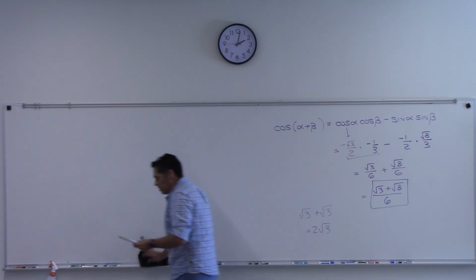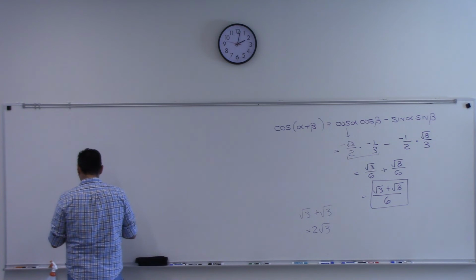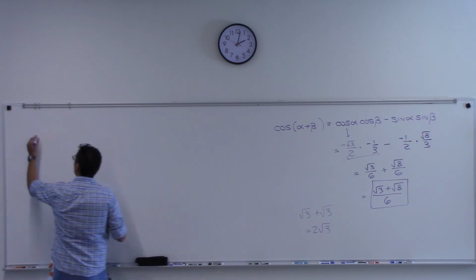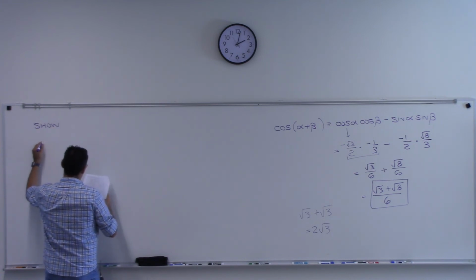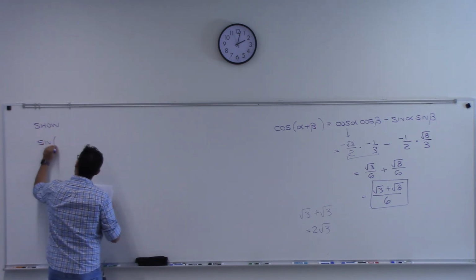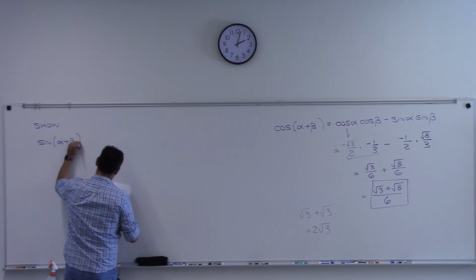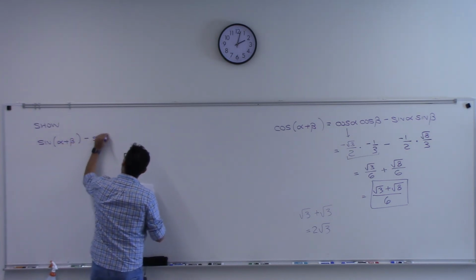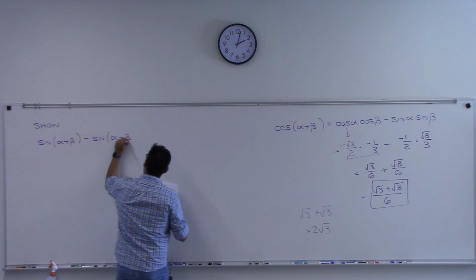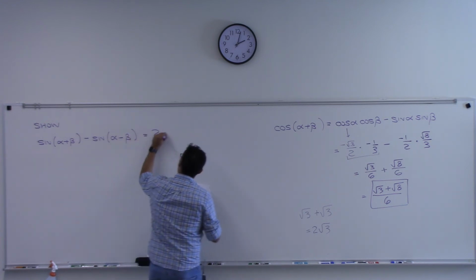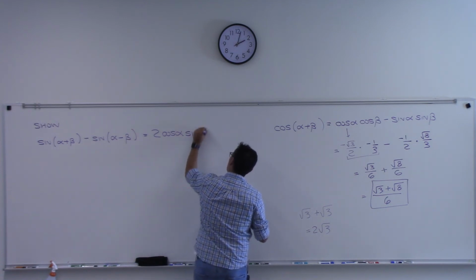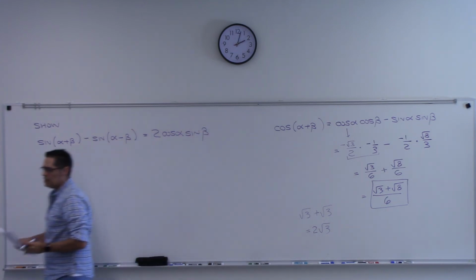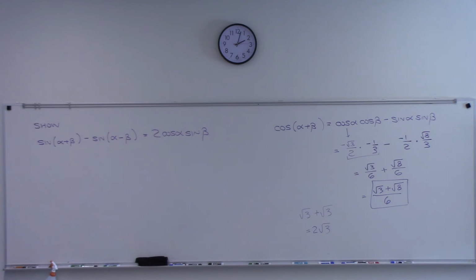All right, you ready for this? Here we go. Show that sine of alpha plus beta minus sine of alpha minus beta equals 2 cosine alpha sine beta. Ooh, does that look familiar? That's an identity. We're being asked to verify an identity.